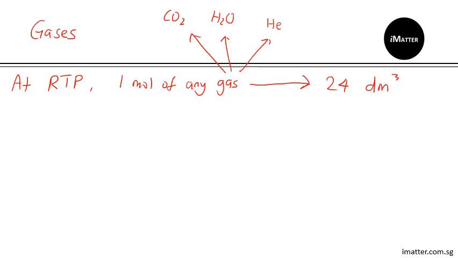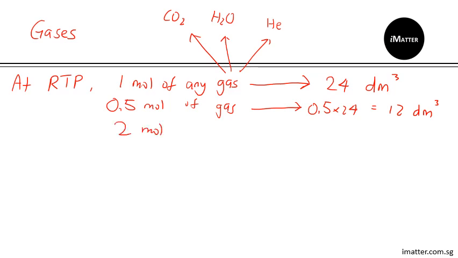So if you decide to use your proportioning method, 0.5 mole of any gas, and of course this only applies at room temperature and pressure, will be half of 24, or 0.5 times 24, that will give you 12 dm cube. Or, well, if let's say you have 2 mole of gas, well, you do the same method, 2 times 24, that will give you 48 dm cubed.